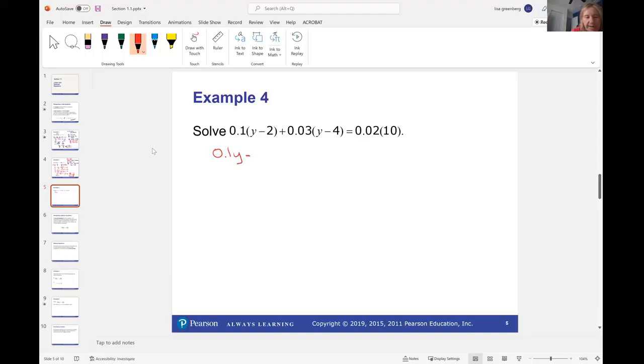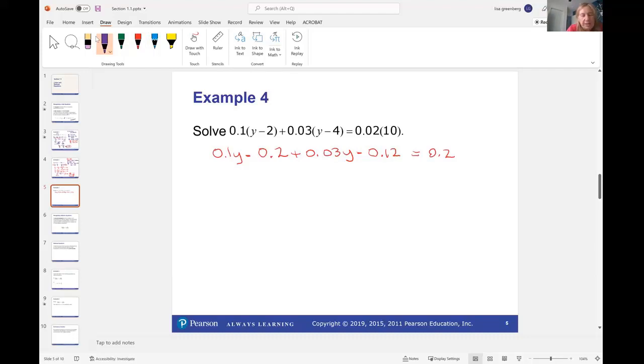So I get 0.1y minus, and then if I multiply that, I get 0.2 plus 0.03y minus 0.12 is equal to 0.02 times 10 is 0.2. Okay, now that looks kind of complicated. Actually, I think I'm only going to do it one way. I think I'm going to show you how to do it the easiest way.